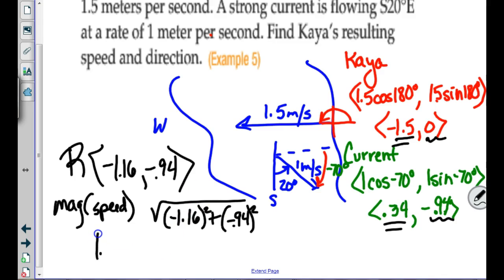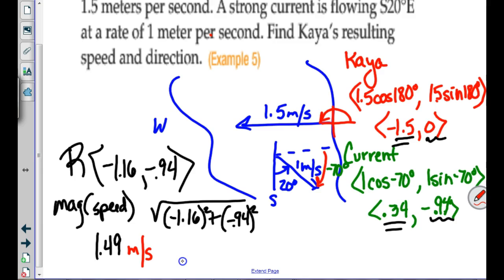Anybody else get that? Or about 1.5. Well, that's what she was trying to swim. Well, the current didn't slow her down much, did it? All right, let's leave it 1.49 though, meters per second. Everybody got that, right? Not crazy? Okay.